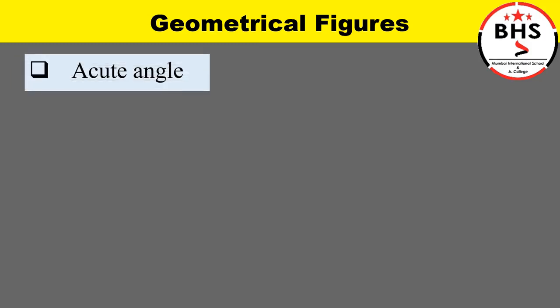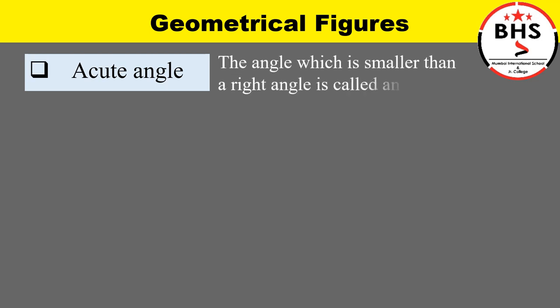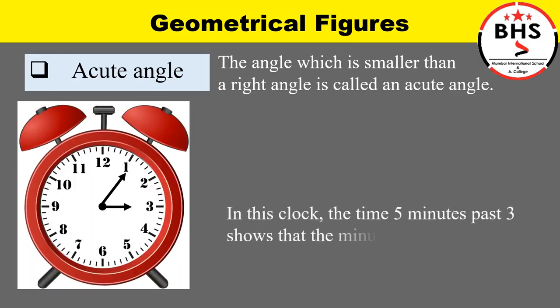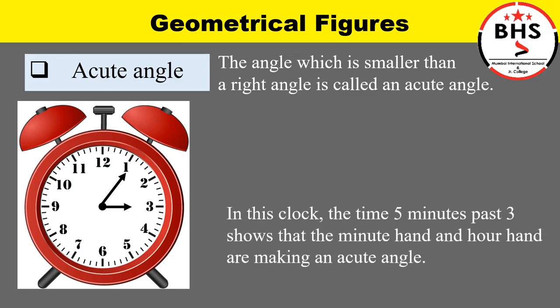Now we will learn about acute angle. Now what is acute angle? The angle which is smaller than a right angle is called an acute angle. Children, in this clock, the time 5 minutes past 3 shows that the minute hand and the hour hand are making an acute angle. Let us closely observe the angle made by the minute hand and the hour hand.